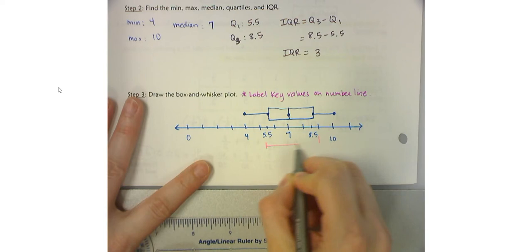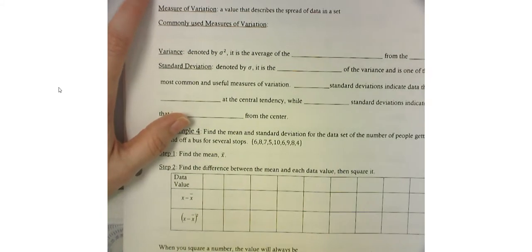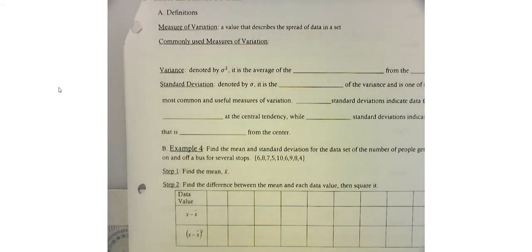All right. Now we're going to get to hopefully some newer stuff. Have you guys heard of variance and standard deviation before? If you take AP Stats, you'll be working with this a lot. So we are going to talk about variance and standard deviation. So first, the measure of variation, that is going to be a value that describes the spread of data in a set. Okay, so any measure of variation is just going to describe the spread of the data, so how far spread out it is.